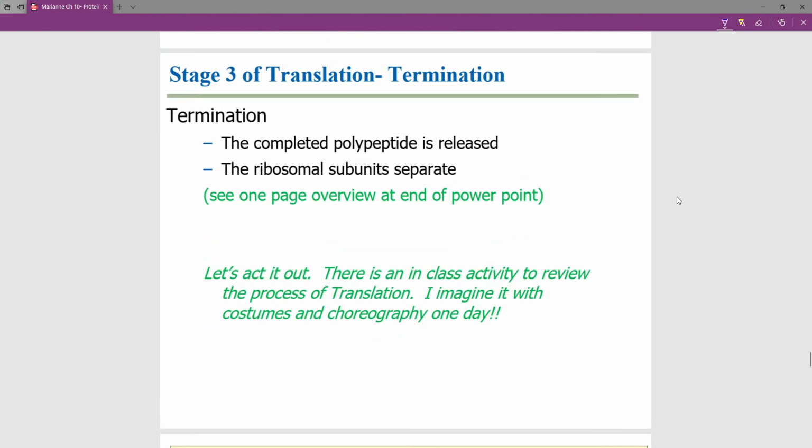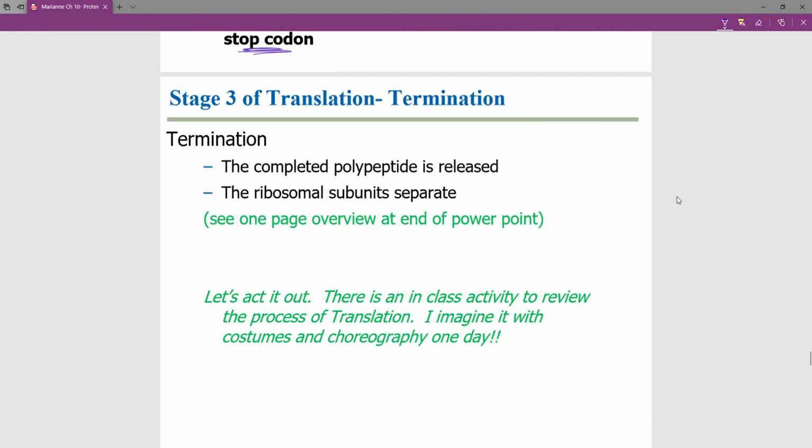So the third stage of translocation is termination, and termination is the completed polypeptide being released and the ribosomal subunits separating. There is a one-page overview at the end of the PowerPoint. There's also an image that is next. In class, I used to act this out, which is something unfortunately I can't figure out how to do over Zoom for us. So there is no in-class activity.